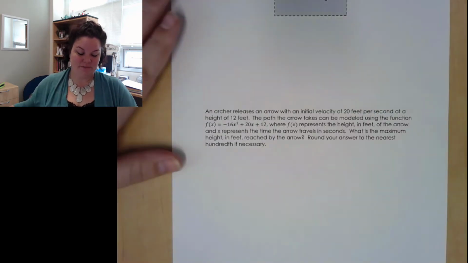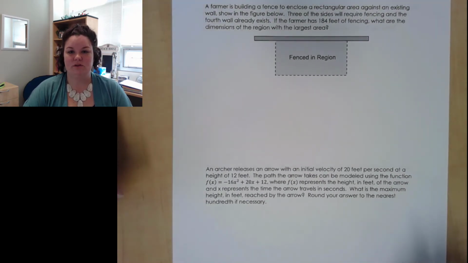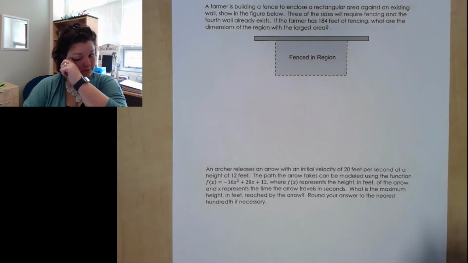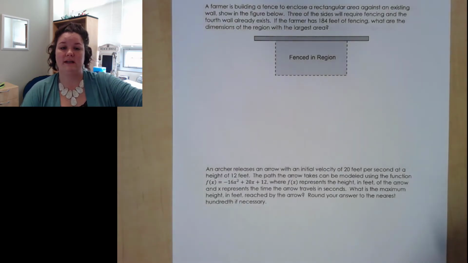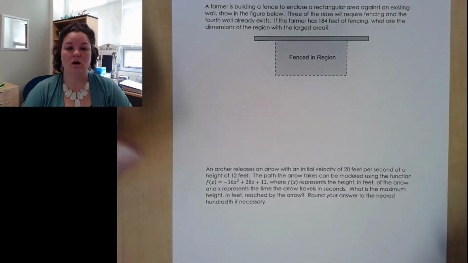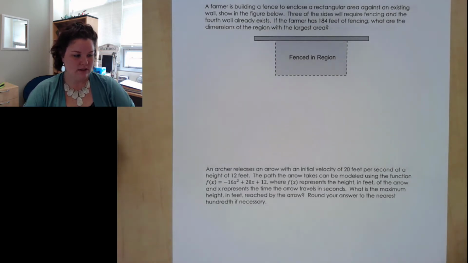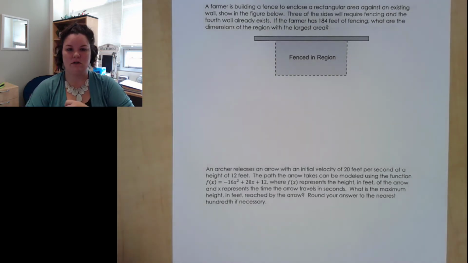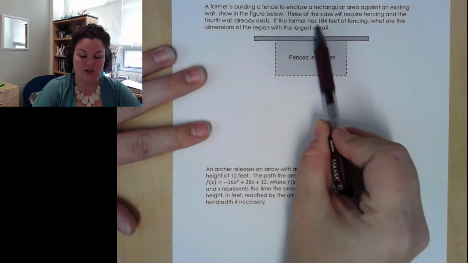So on the next page, there's another problem very similar. It says, a farmer is building a fence to enclose a rectangular area against an existing wall, shown in the figure below. 3 of the sides will require fencing, and the 4th wall already exists. If the farmer has 184 feet of fencing, what are the dimensions of the region with the largest area? Okay, so let's go ahead and figure out what the dimensions are. Again, it's not asking us for that largest area.